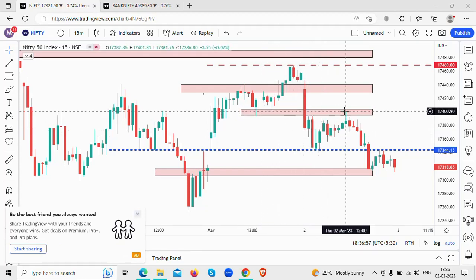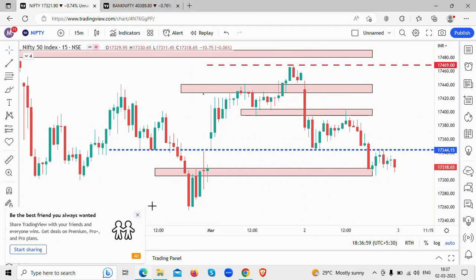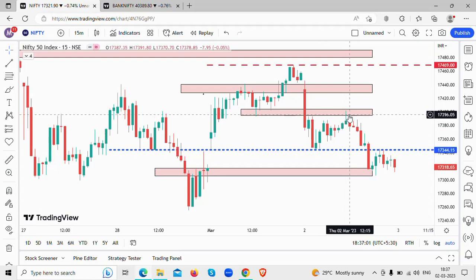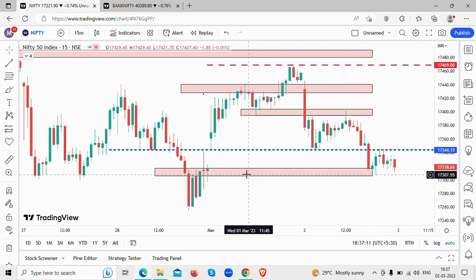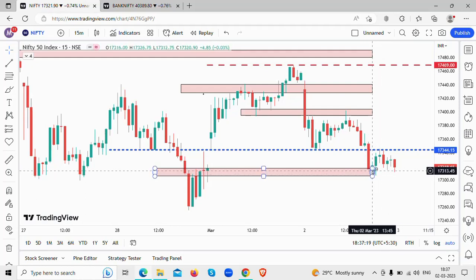Now, support once broken, what does it tend to do? It tends to act as a resistance. It acted as a resistance here. The price came down crashing. This support did not hold this time, and the price came and closed near to this particular level. We had even marked this particular setup, and we said that we might not test this, but we tested this particular low, and this level acted as a support.